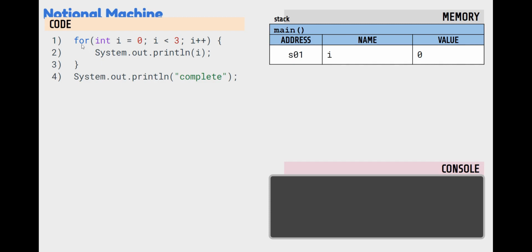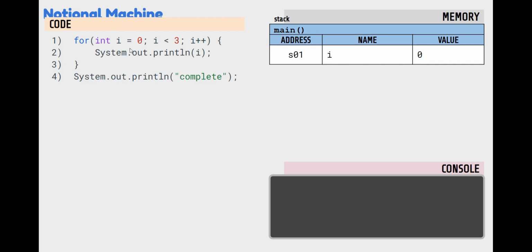Starting on line 1, we have our for statement. You can see that there are 3 parts of the for statement. We have a variable initialization and declaration statement, we have a Boolean expression, and then we have an update statement. We are initializing I and setting it to 0, which we see in stack memory. Now this Boolean expression will be evaluated once every time the loop iterates, and the update statement will be evaluated once every time after the loop iterates.